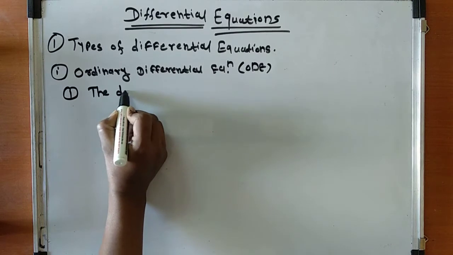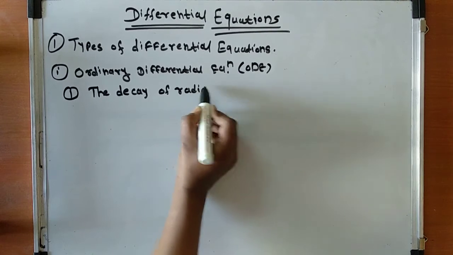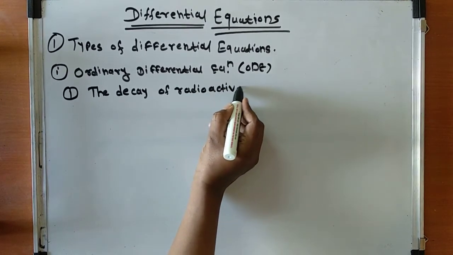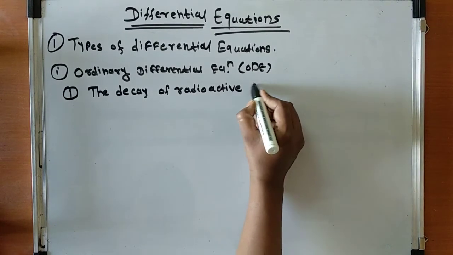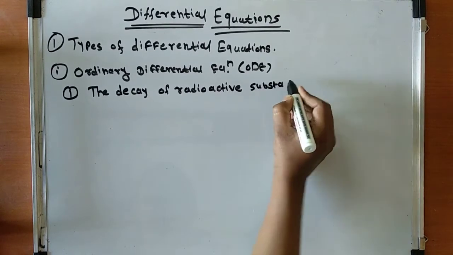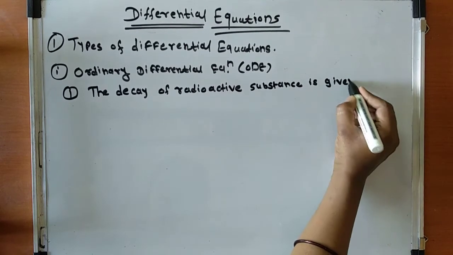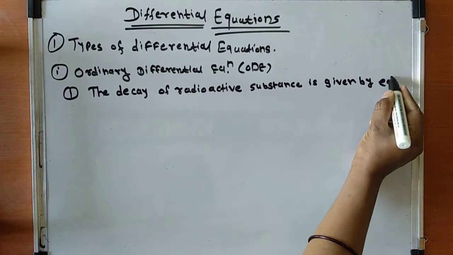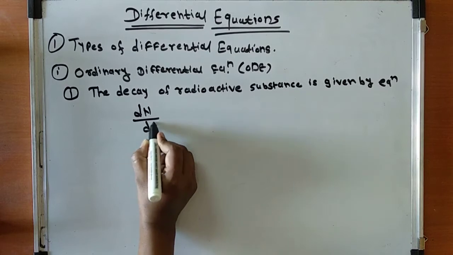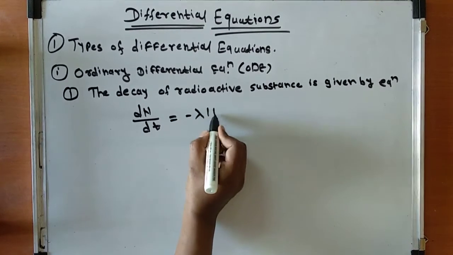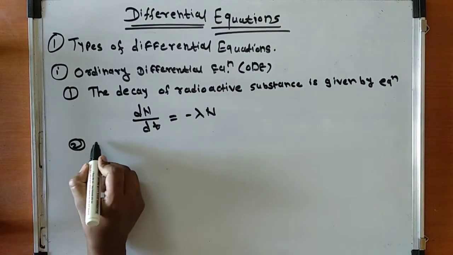The decay of radioactive substance is given by the equation dN upon dt is equal to minus lambda N.